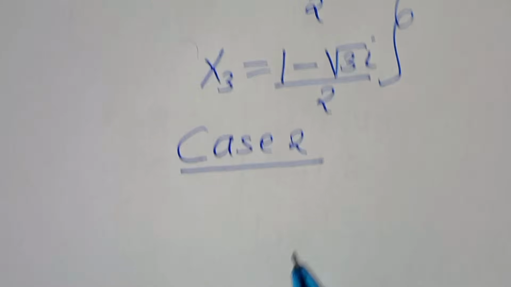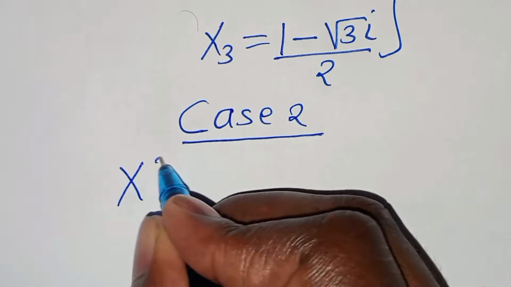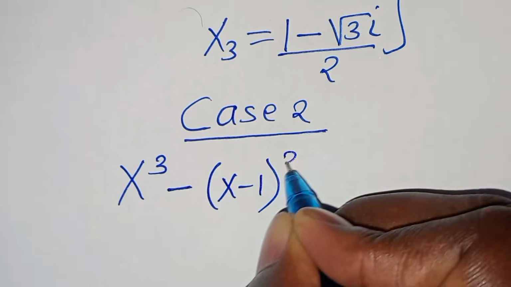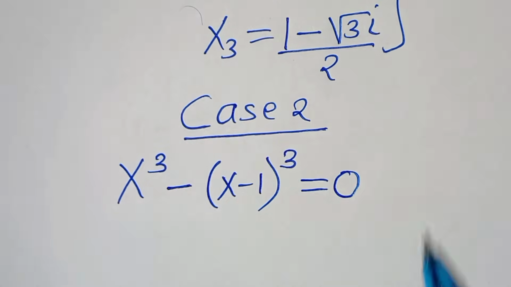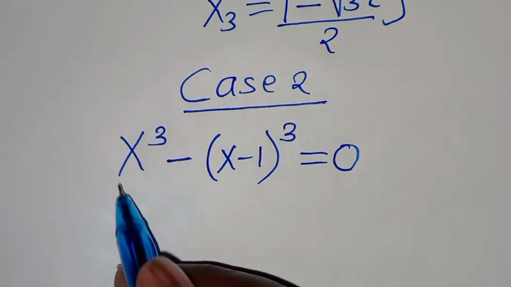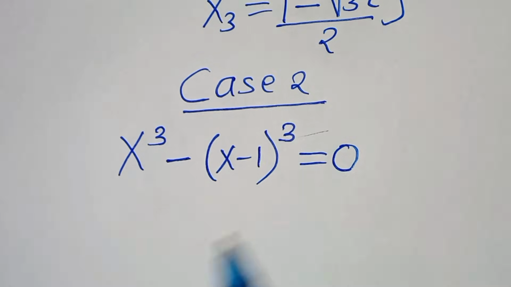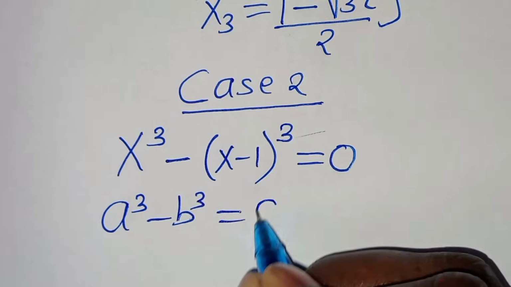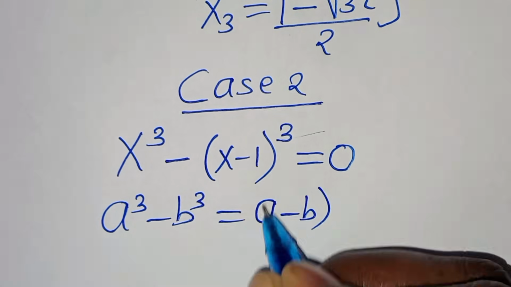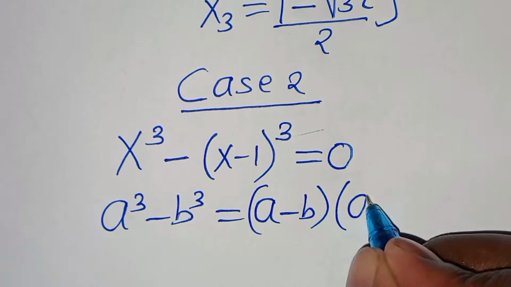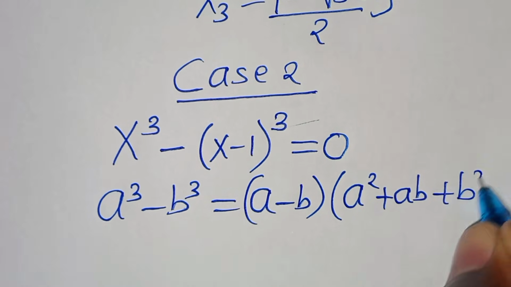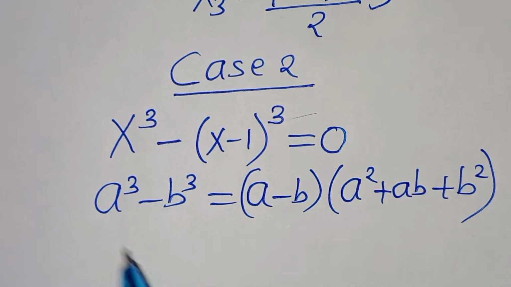Now in case 2, we have x to the power of 3 minus x minus 1 raised to the power of 3, this is equal to 0. So this is the difference of two cubes expressed as a to the power of 3 minus b to the power of 3, which we can express as a minus b, into the parentheses, a to the power of 2 plus a times b, then plus b to the power of 2.